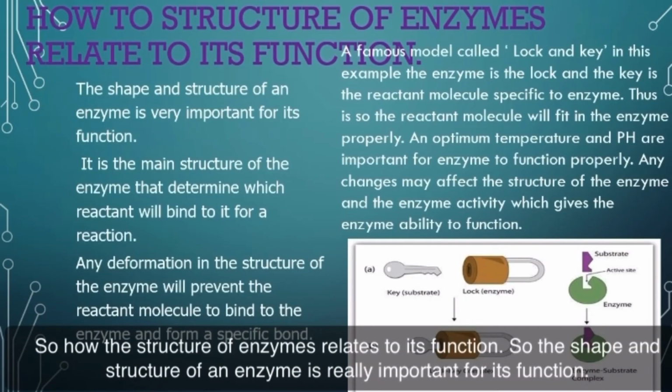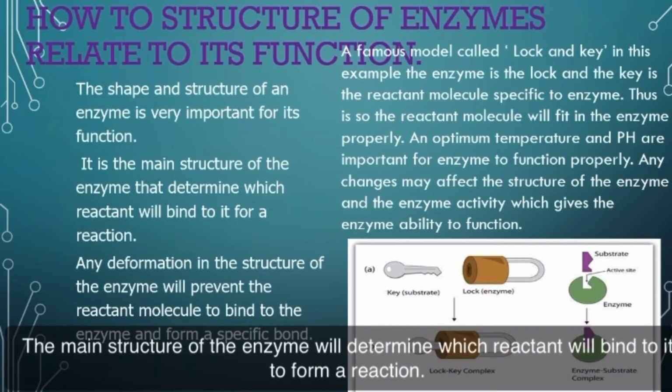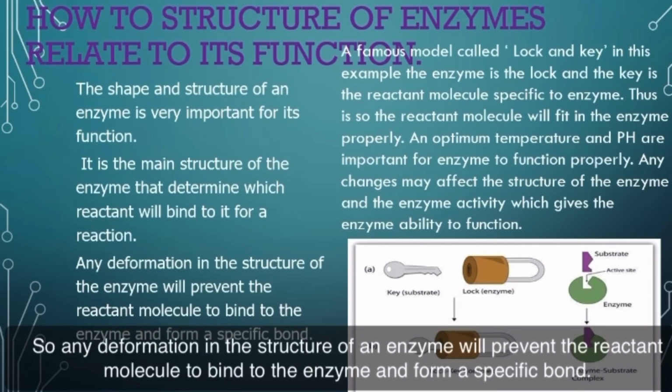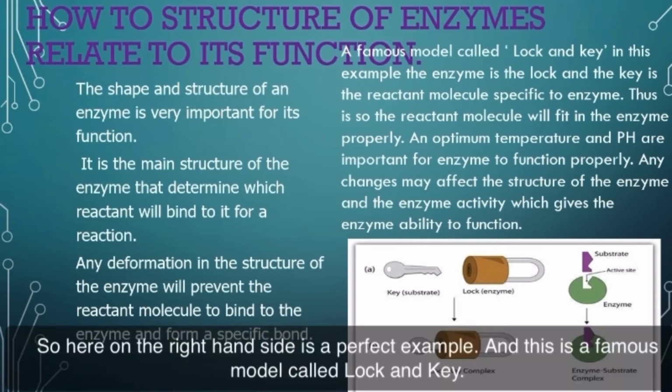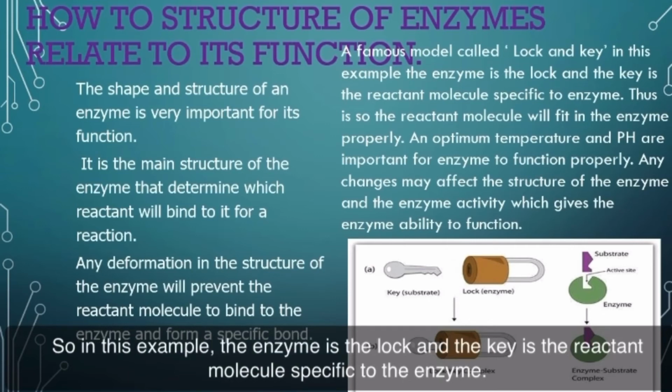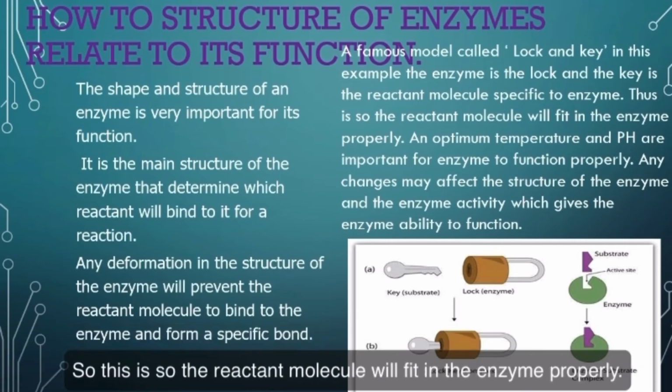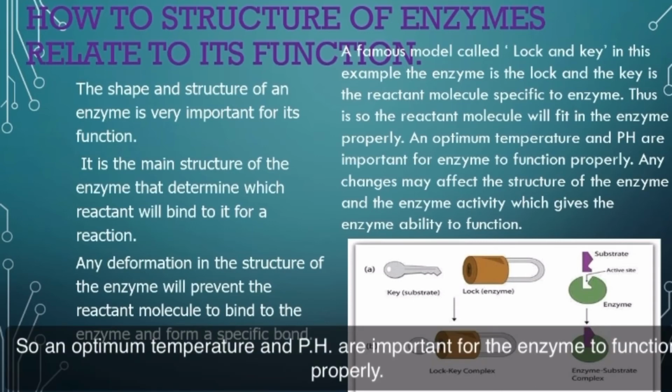So how the structure of enzymes relates to its function. The shape and structure of an enzyme is really important for its function. The main structure of the enzyme will determine which reactant will bind to it to form a reaction. Any deformation in the structure of an enzyme will prevent the reactant molecule from binding to the enzyme and forming a specific bond. Here on the right hand side is a perfect example, and this is a famous model called lock and key. In this example, the enzyme is the lock and the key is the reactant molecule specific to the enzyme, so the reactant molecule will fit in the enzyme properly.